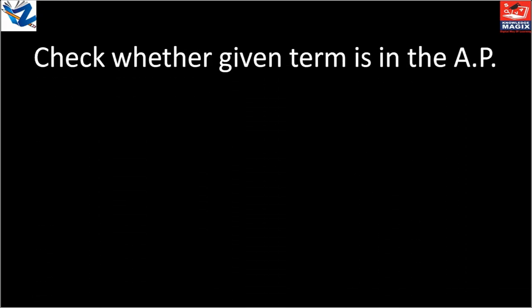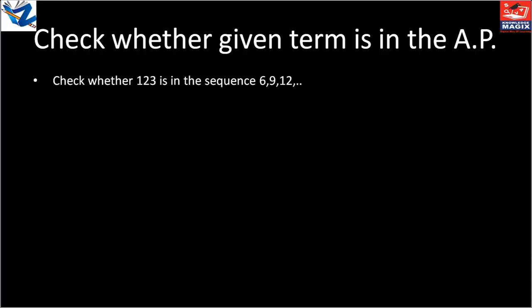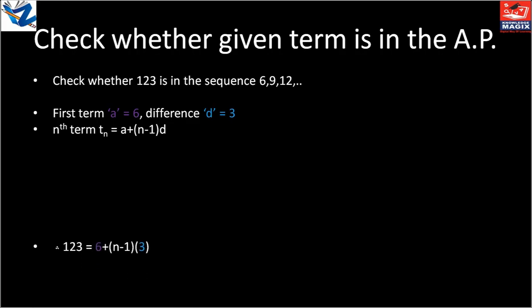Check whether given term is in the AP. Check whether 123 is in the sequence 6, 9, 12 and so on. First term a is equal to 6. Difference d is equal to 3. Nth term Tn is equal to a plus n minus 1 into d. Therefore, 123 is equal to 6 plus n minus 1 into 3.